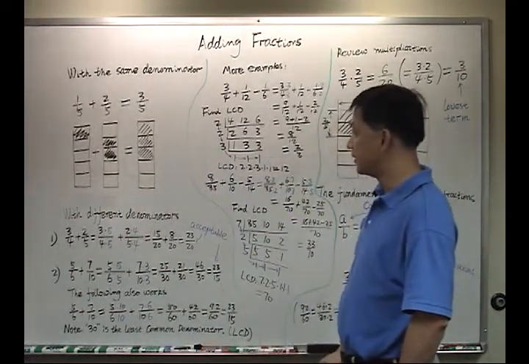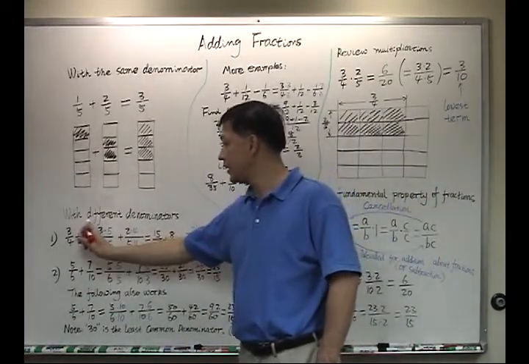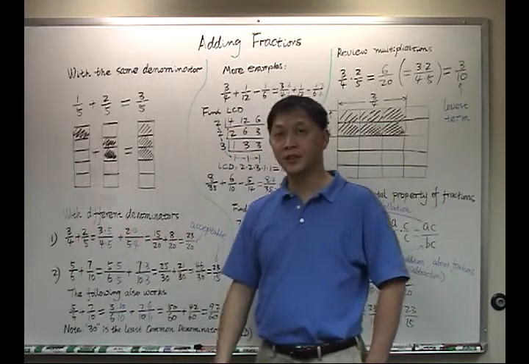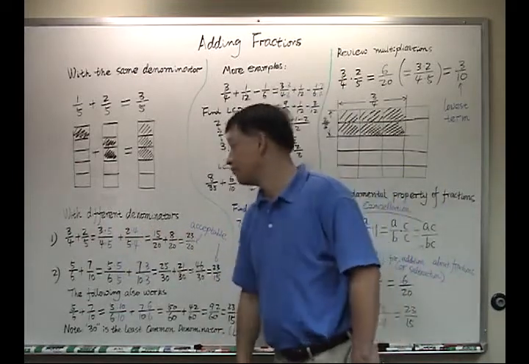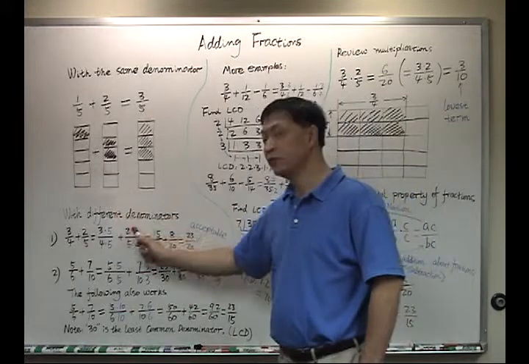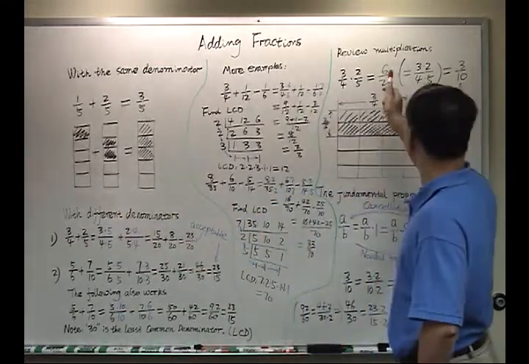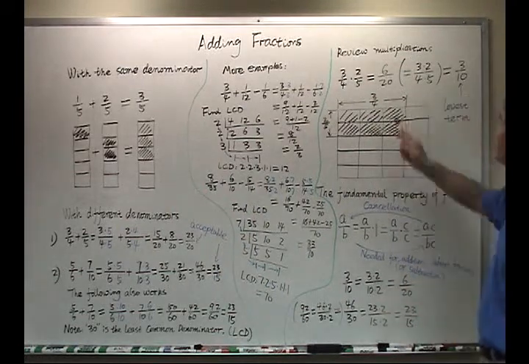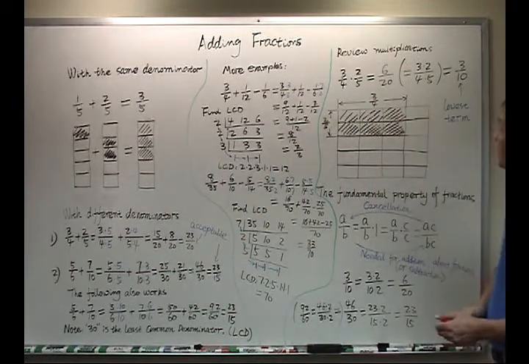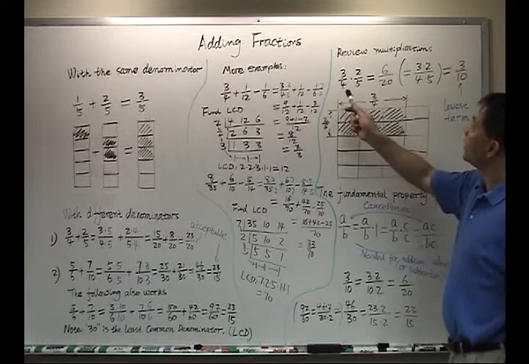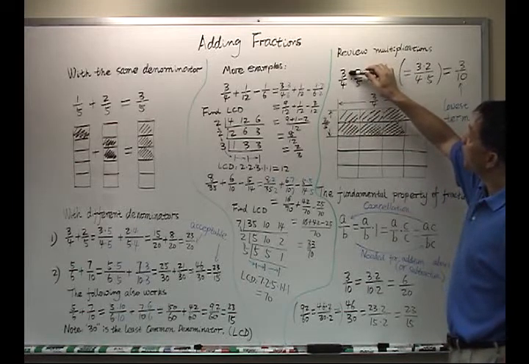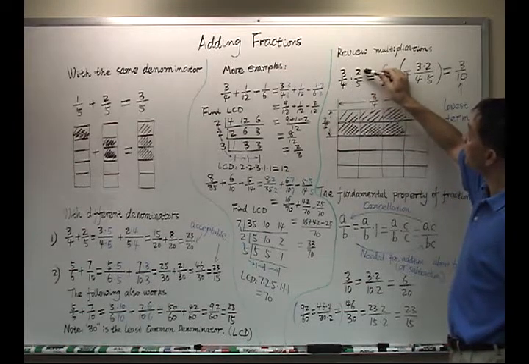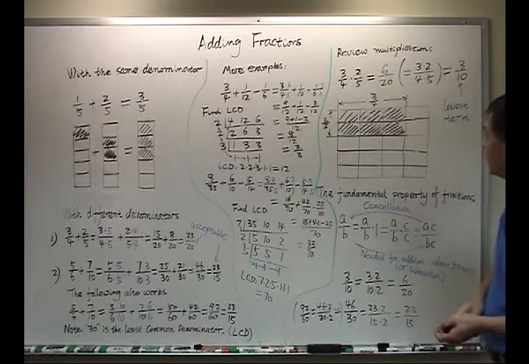The problem happens if the denominators are different. Now, this one involves multiplication of fractions, so we need to review that. Now, what is the result for 3/4 times 2/5?